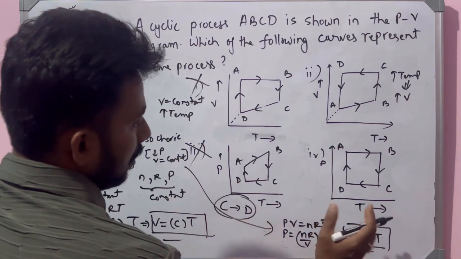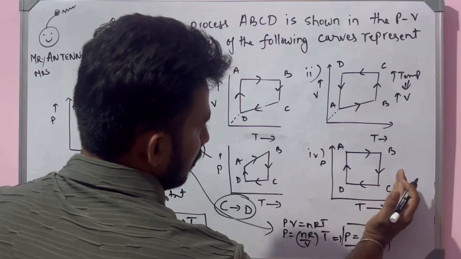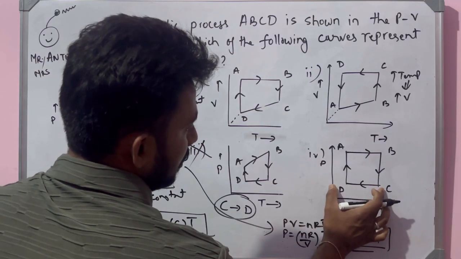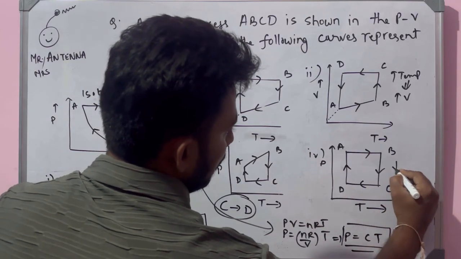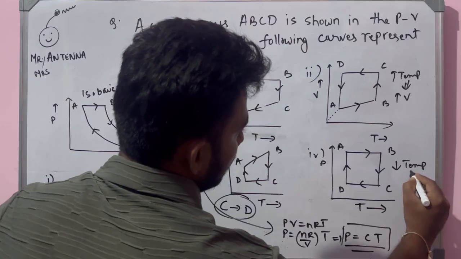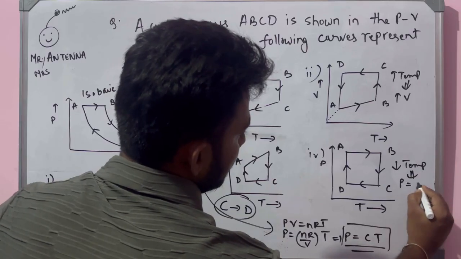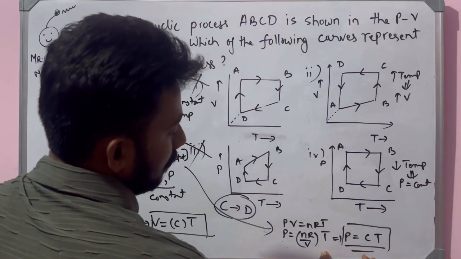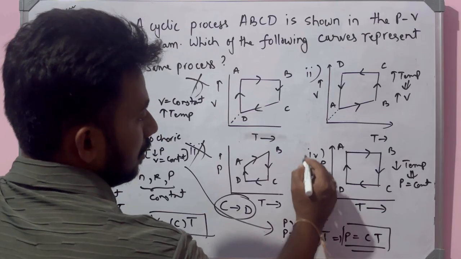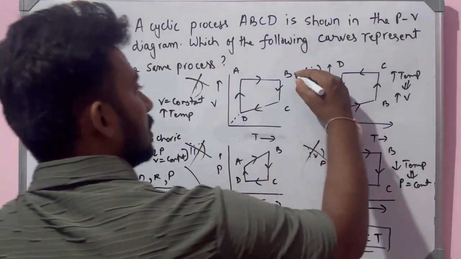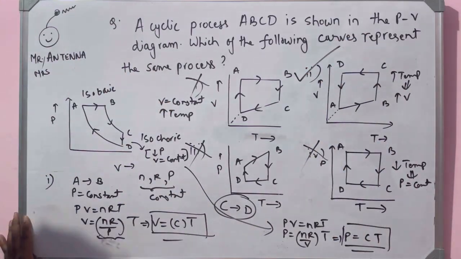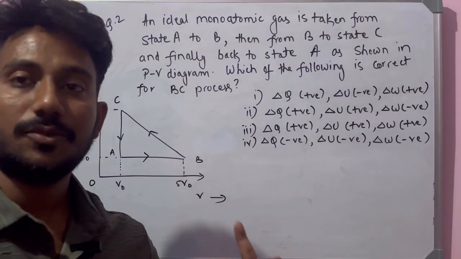As my temperature is decreasing, my pressure is remaining constant. You can see here, as there is a drop in temperature, according to this graph, pressure remains constant. But I have to have P proportional to T, right? So the fourth option is also wrong. The second option is my correct answer. Clear? Okay, now let's move on to the second question.